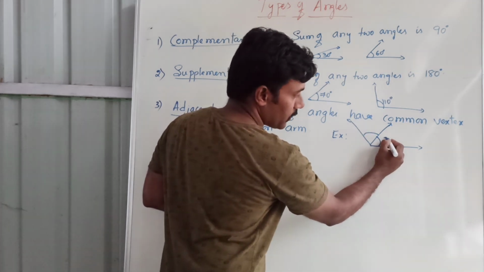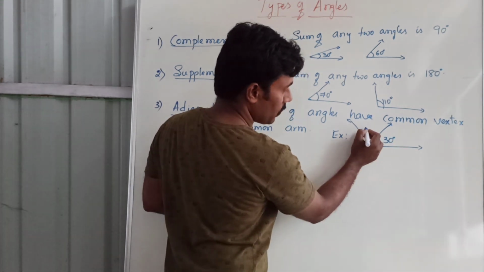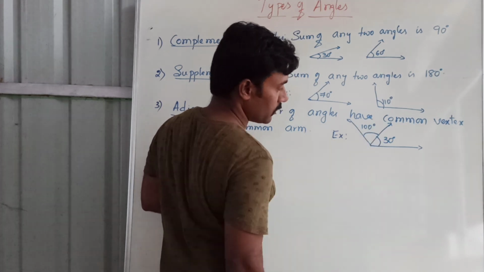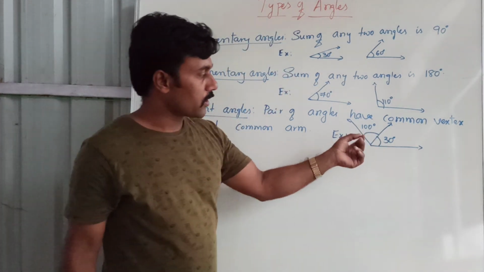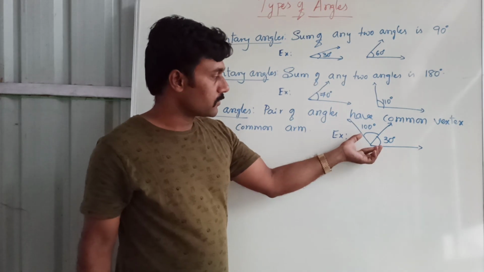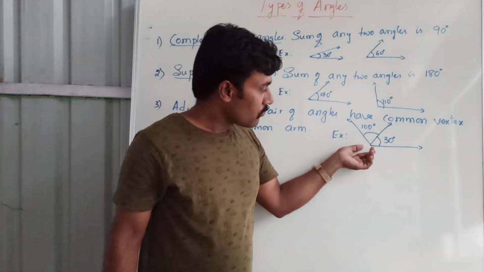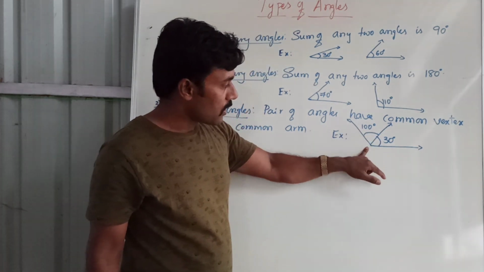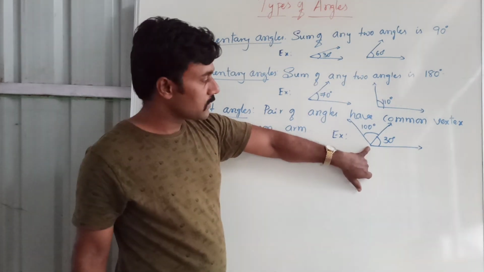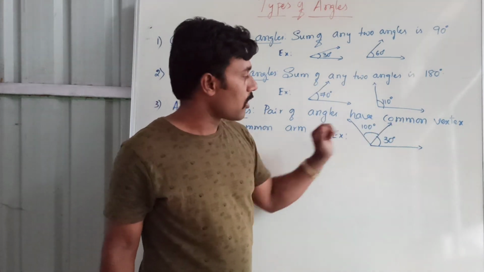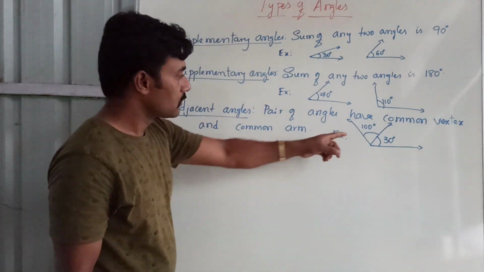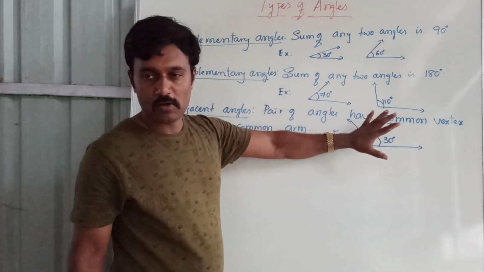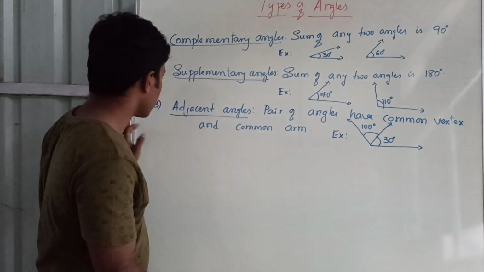This one of the angle is 30 degree, then one more it is 100 degree. Then these two angles are adjacent angles because these two angles have common vertex and common arc. Therefore, 100 degree and 30 degree are adjacent angles.